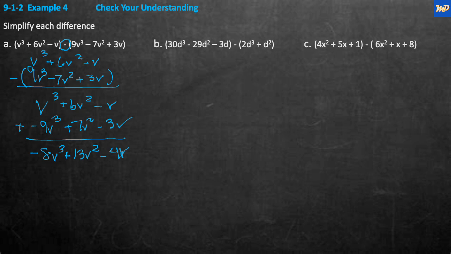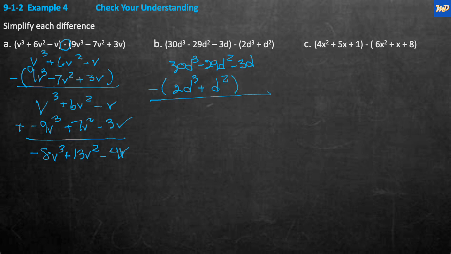So I'm going to, again, use method 1: 30d cubed minus 29d squared minus 3d, minus, parentheses out here, 2d cubed. That's a 2, by the way. I'm going to erase that and start over. My pen's been acting up a little bit. Maybe it's just the way I hold it. I'm sorry, 2d cubed, and plus d squared, and no d term in this binomial here. So now we're going to convert it. I've got a parenthesis closing there.